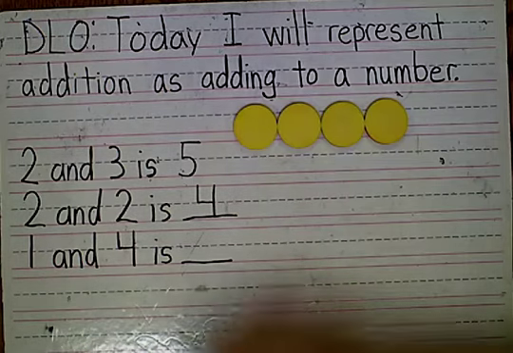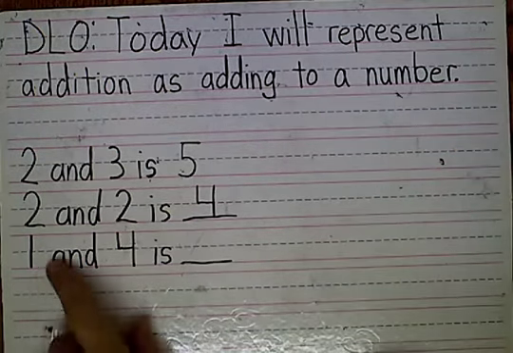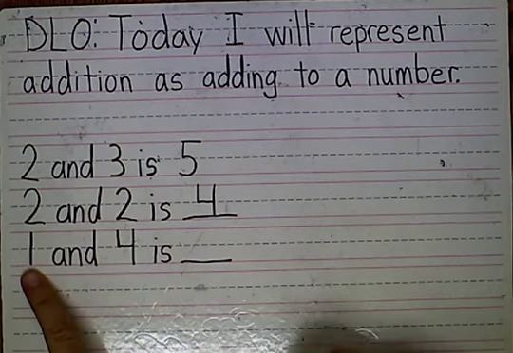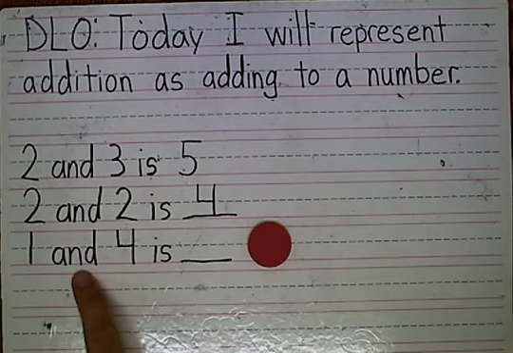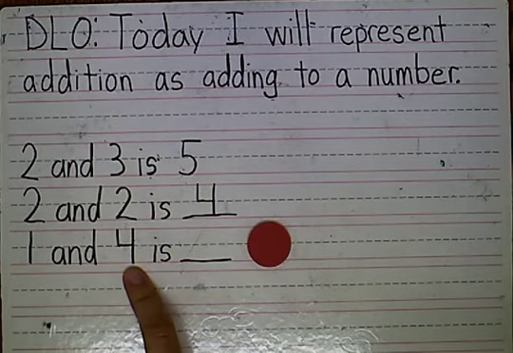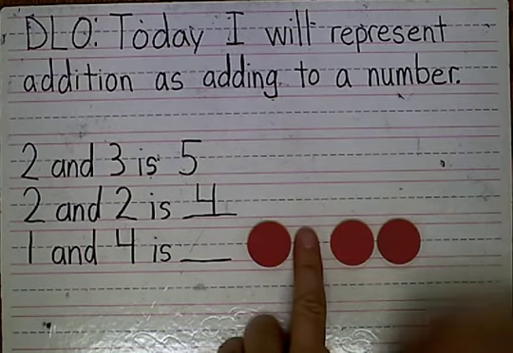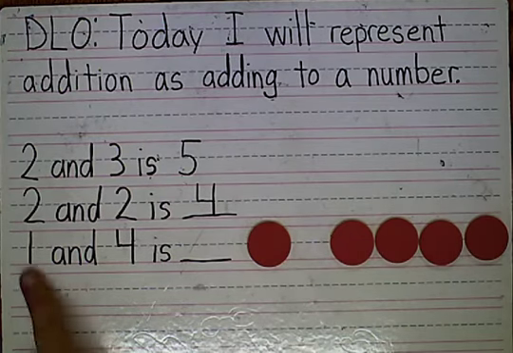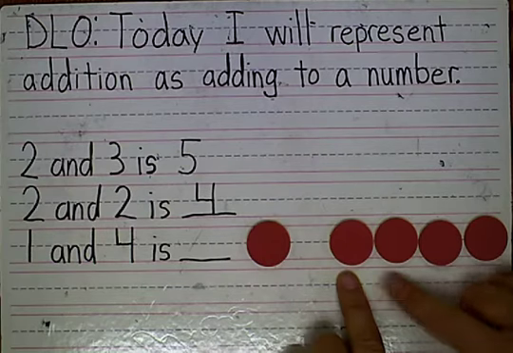1 and 4. Let me move my flippy chips. I'll use the red side this time. How many do we need at first? 1. So I'll build 1. And how many more do we need? 4. Let's count out 4 more. I'll put a finger space. 1, 2, 3, 4. I built 1 and 4. Here they are. 1 and 4.